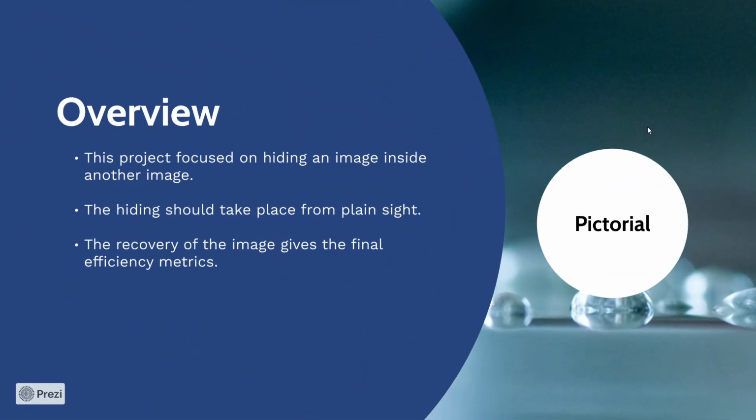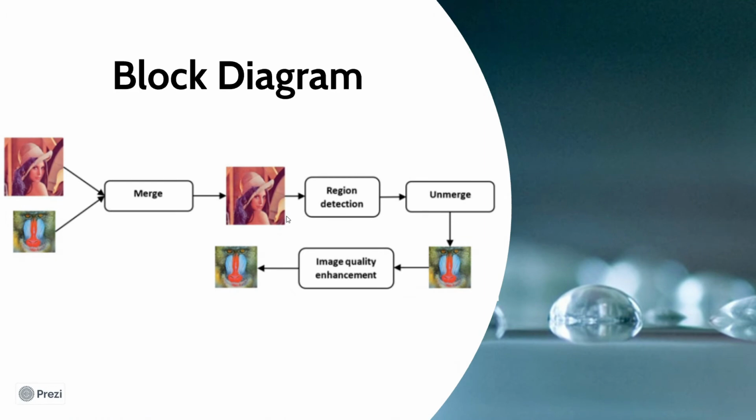The main aim of this project is to hide an image inside another image in such a way that the host image as well as the container image look almost similar, and also we should be able to reconstruct the hiding image from the container image. Let's see what all these terms mean using the pictorial diagram.